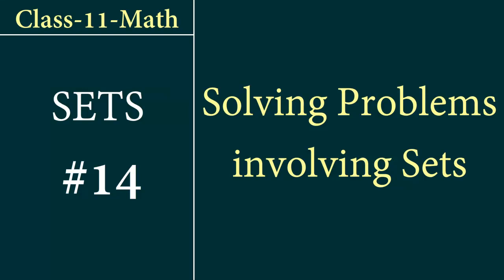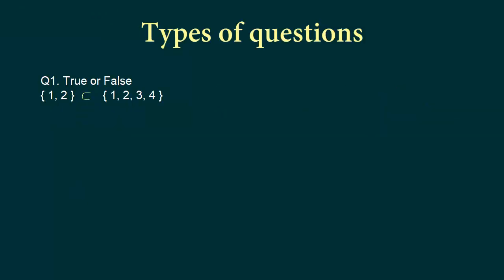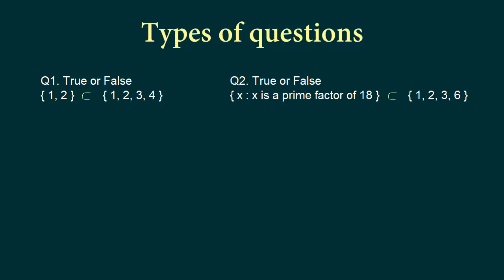Hello and welcome. This is sets video number 14, and today we are going to solve problems involving sets, particularly subsets and supersets. So let's take a look at what kind of problems we are looking to solve today. True or false, is the set containing elements 1 and 2 a subset of the set containing elements 1, 2, 3 and 4? Second question, true or false, the set that contains element x where x is a prime factor of 18, is this set a subset of a set that contains elements 1, 2, 3 and 6?